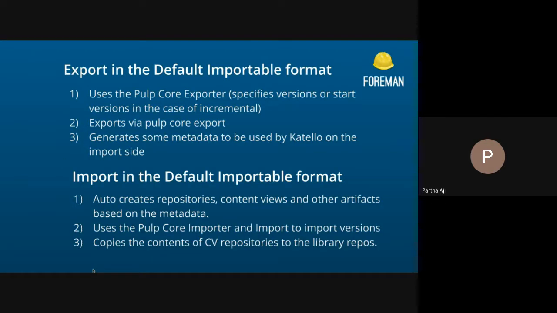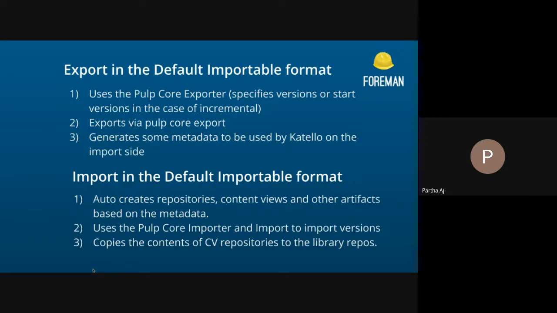So the default importable format uses the Pulp core exporter. You can say, hey, export this exact version or use these start versions. And Pulp is smart enough to say, okay, from these start versions, let's see what all has changed, and it gives us a change set. Then we use the Pulp core export functionality to do the actual export. And then we generate a file called metadata JSON that has more of the Katello side of things. So it has information like what was the content view, what were the products, what are the repositories in this export file.